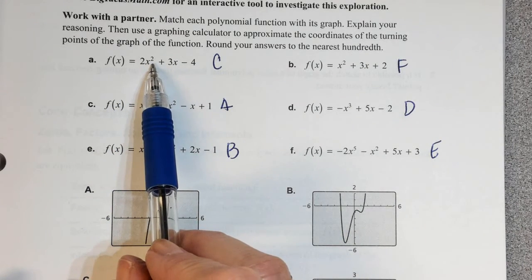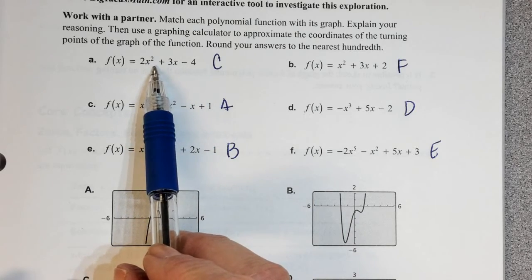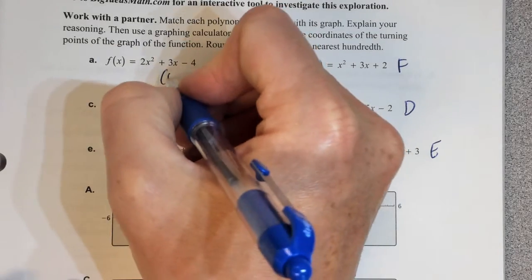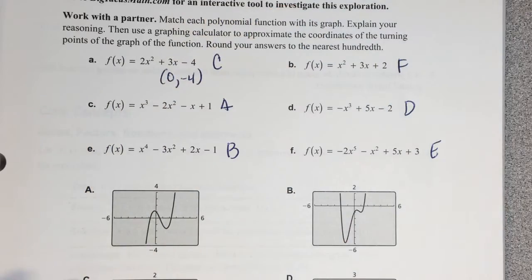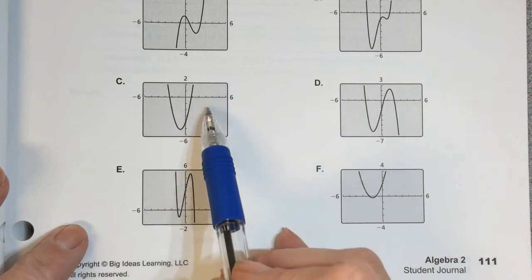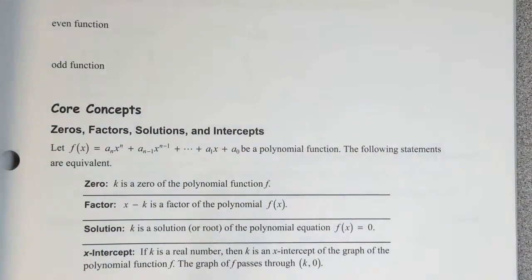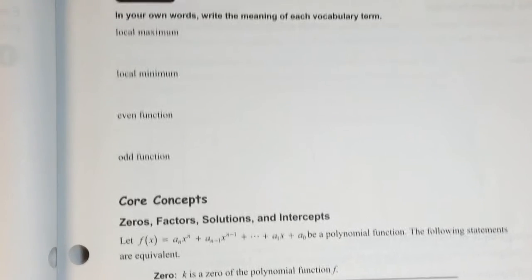For example, on this one, we know it's a quadratic. We also know that because it's a quadratic, it's a parabola. We knew that it had to have a y-intercept of (0, -4). So we're looking for the parabola with a y-intercept of -4. It had to be letter C. Okay, so we can do those pretty quickly. All right, let's go over to page 113.